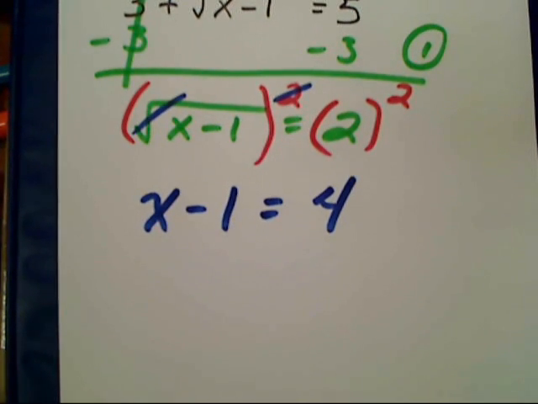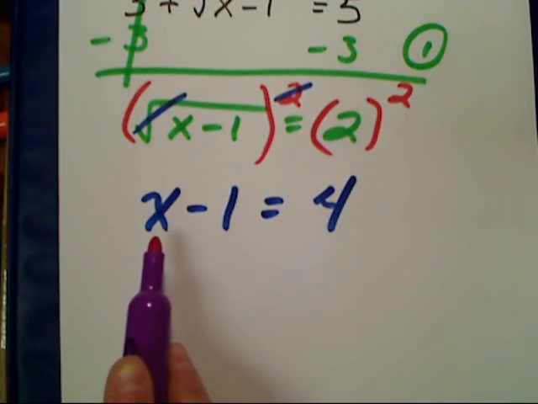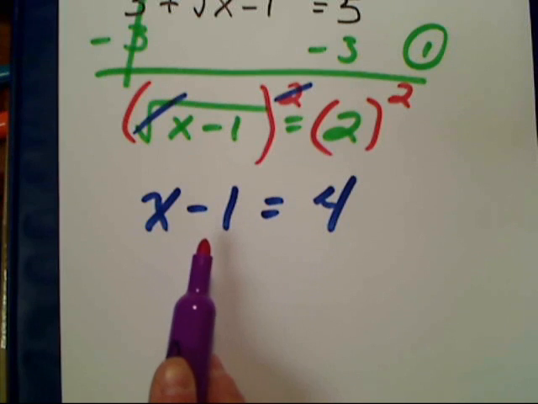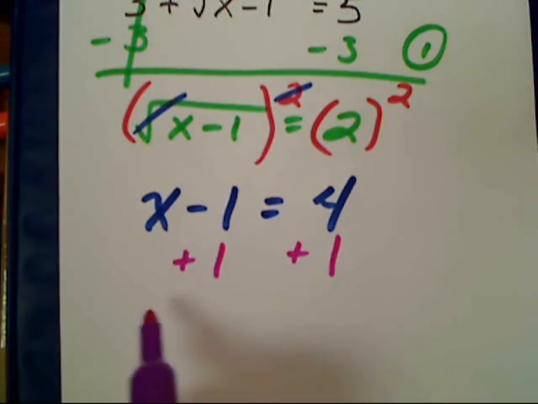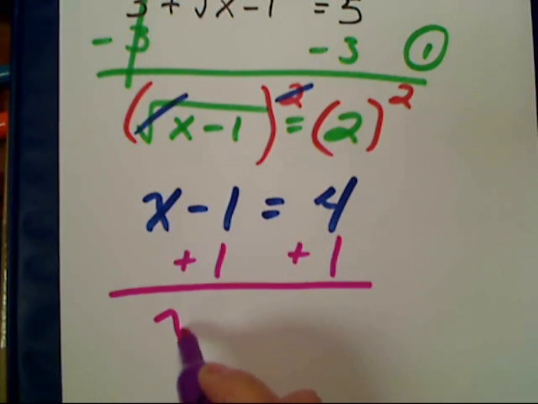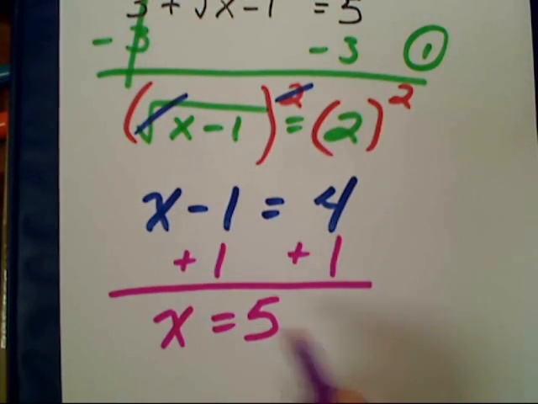Now we have a linear equation that we can solve. We solve this by, once again, getting your variable by itself. It's x minus 1. To cancel out subtracting, we add 1. Whatever you do to one side, you do the same operation to the other side. So we get x is equal to 5.